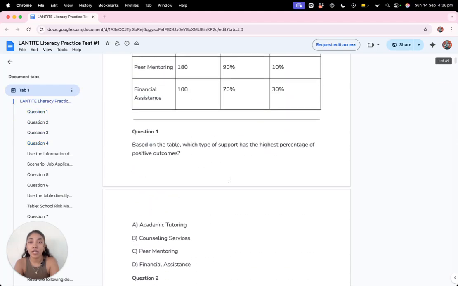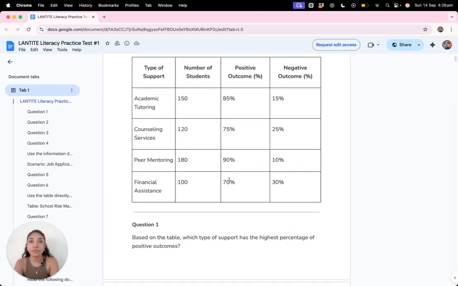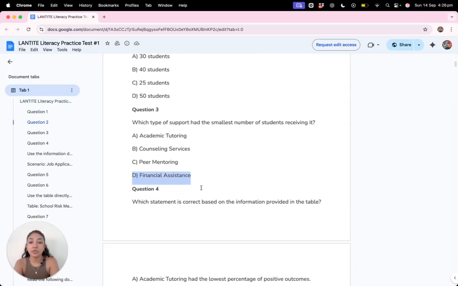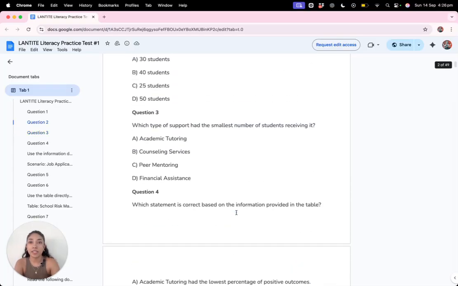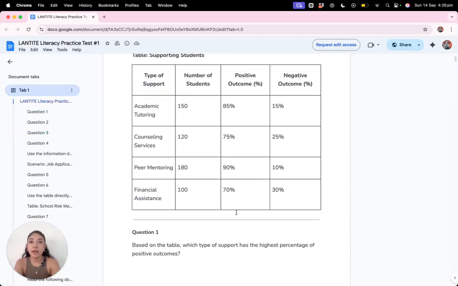So let's have a look at which one is correct. I'm going to go with B, financial assistance had a higher percentage of negative outcomes than counselling services. So you can see there that financial assistance had a 30% negative outcome, which is higher than counselling services at 25. Okay.